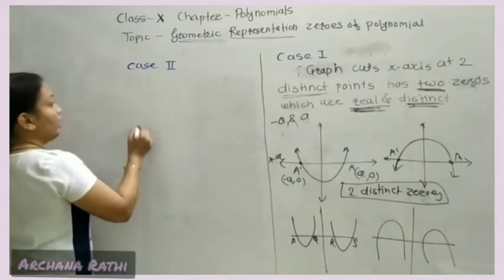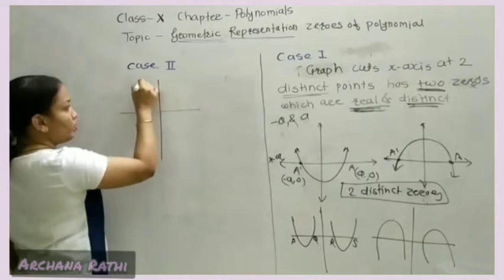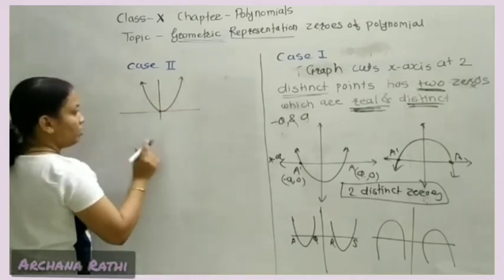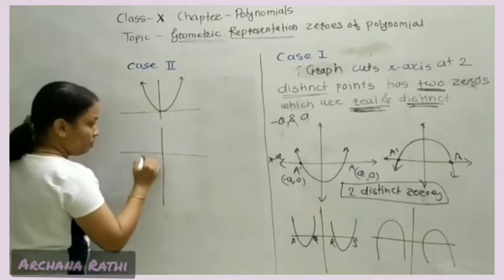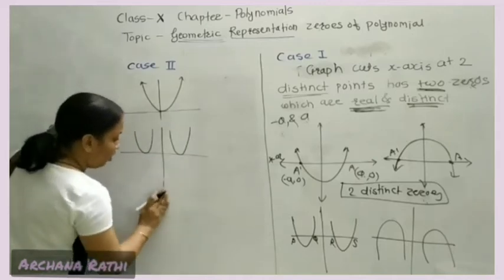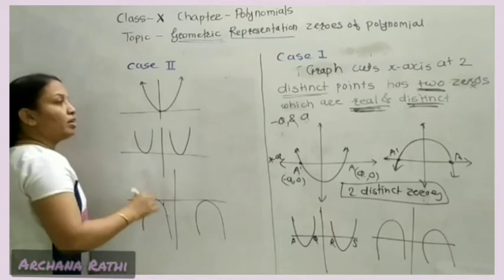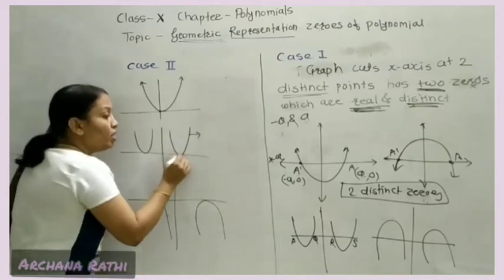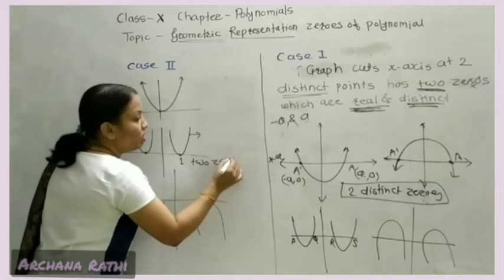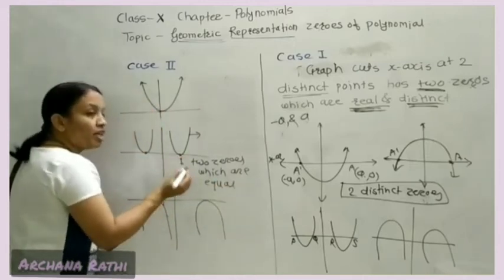Now let us see the second case. If the graph is like this, just touching the x-axis here, either in this quadrant like this, or in this quadrant like this, or on a downward parabola like this, just touching the x-axis, then this quadratic polynomial has only one zero that we see, but it is really two zeros which are equal, because the points coincide.